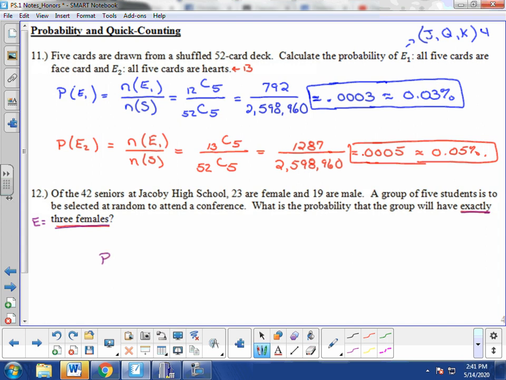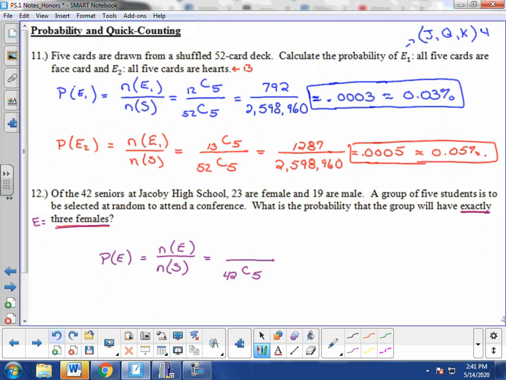So the probability that this occurs, again, is going to be the number of elements in the event over the number of elements in the sample space. So we're going to have combinations here because, again, we're choosing more. We're choosing 5 total students. So right here it says we're choosing 5 students, and we're choosing 5 students out of the entire group of seniors at Jacoby High School, the 42. So for the sample space there is no restriction. We're just going to take 5 out of 42. So 42, and we're choosing 5.